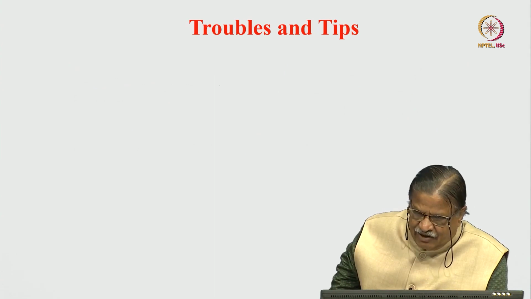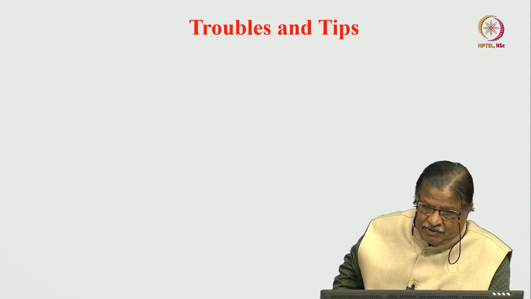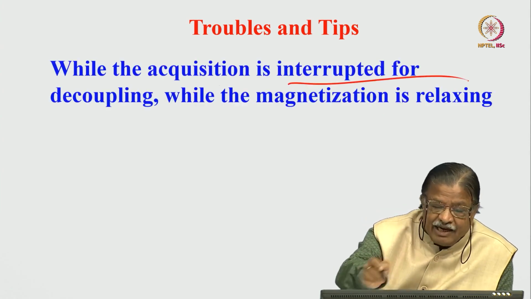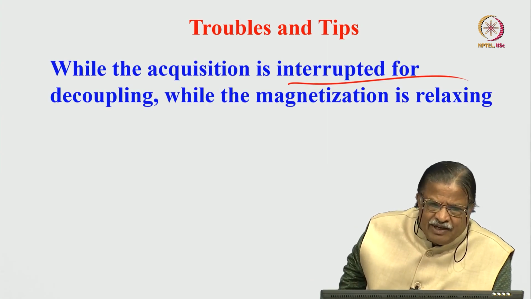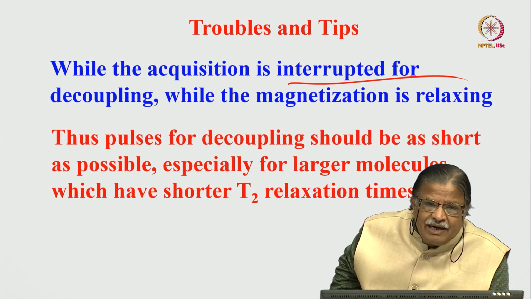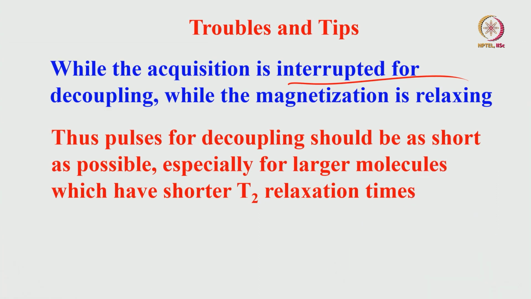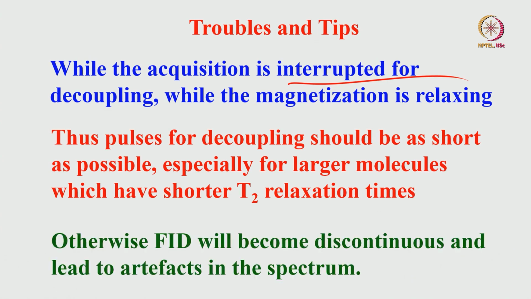When you do this J resolved pure shift experiment, it is not easy, especially when you do this type of direct detection experiment. What will happen is, while acquiring and interrupting the FID because of decoupling due to J refocusing, at the same time magnetization is also relaxing, which gives rise to artifacts. Pulses should be very short, as otherwise, especially for large molecules which have shorter T2 relaxation times, the signal would have relaxed before that. So, all these things will have to be taken into account, and it will give rise to some artifacts in the spectrum. There are certain artifacts, many times unavoidable, some can be avoided.